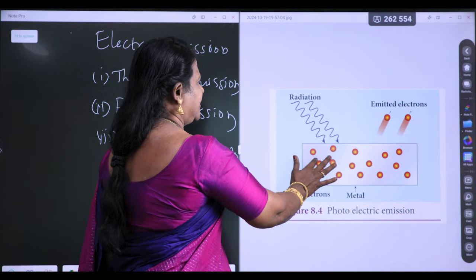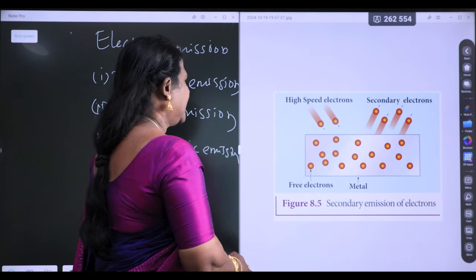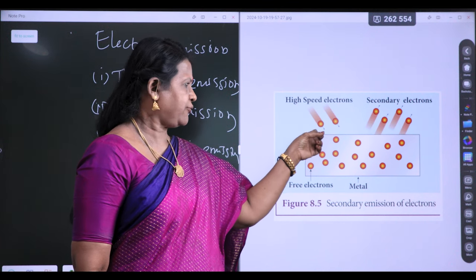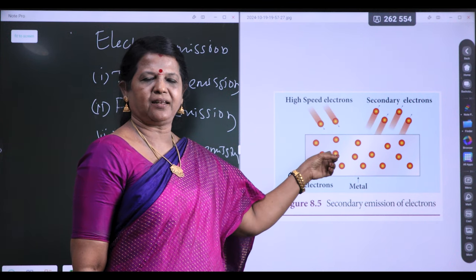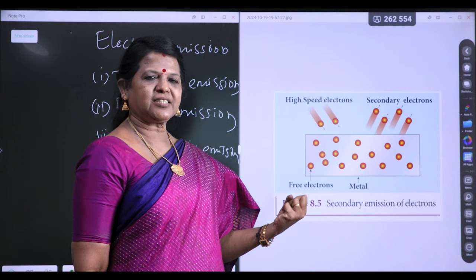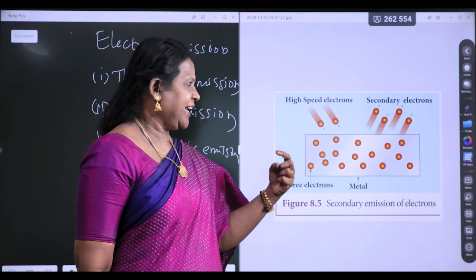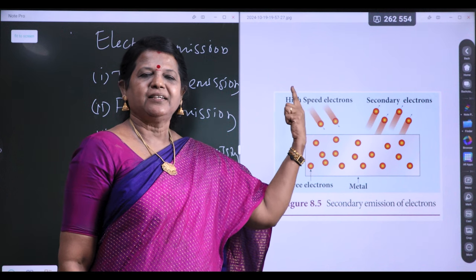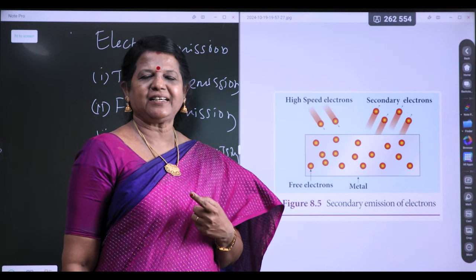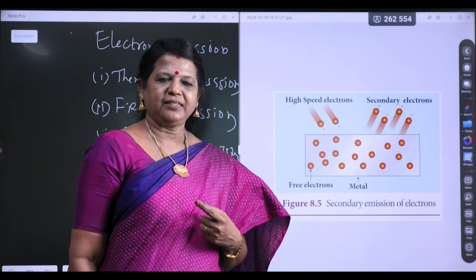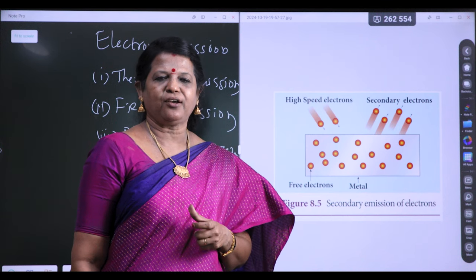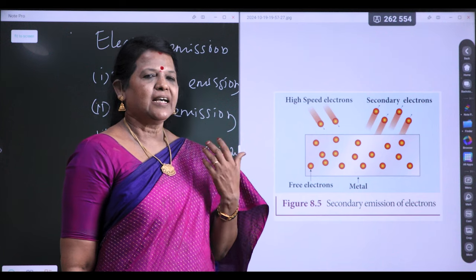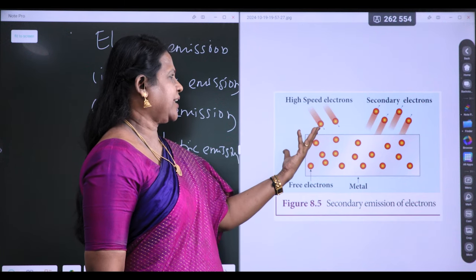In the case of secondary emission, high-speed electrons are allowed to fall on the surface of the metal. So the free electrons gain energy and the secondary electrons are emitted, liberated. Here there are many examples: image intensifiers, photomultiplier tubes, etc. are examples of secondary emission.